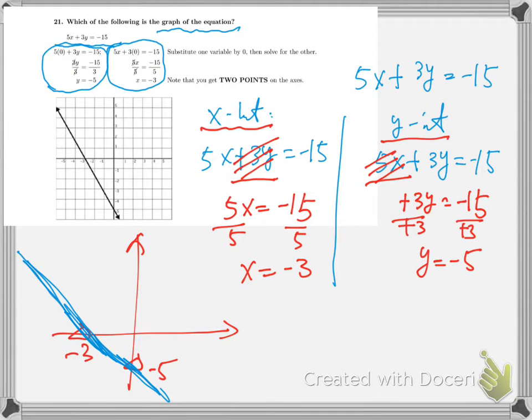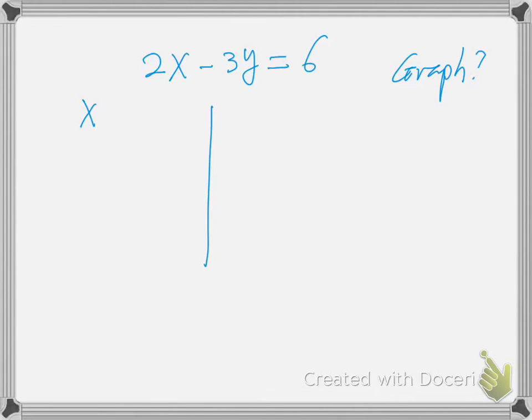So let me draw another picture. Okay, let's draw a new one. So let's say 2x minus 3y is 6. How to draw the graph of this linear equation? How to draw the straight line? So first we find the x-intercept.